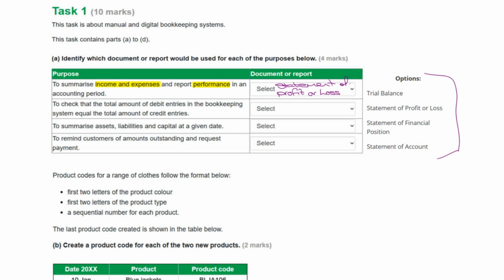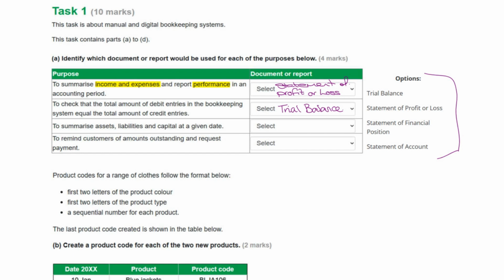The second one, to check that the total amount of debit entries in the bookkeeping system equal the total amount of credit entries. So when we've done all of our entries for a particular accounting period or any particular time, we can export a trial balance, and that shows us whether there are any differences in the amount of debits and credits.